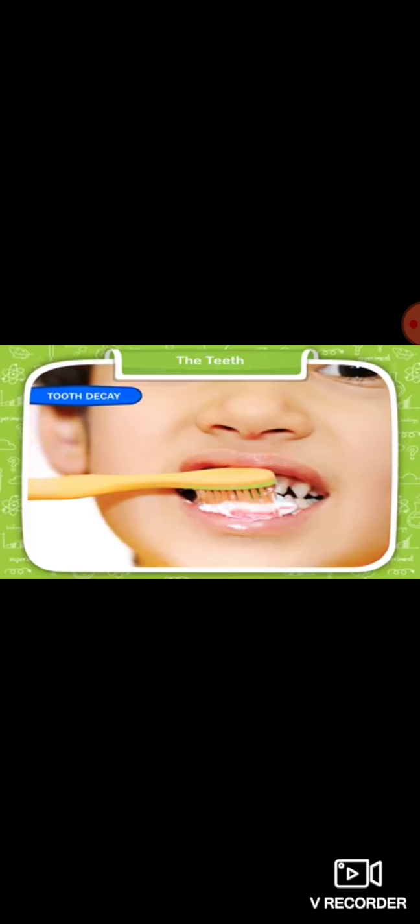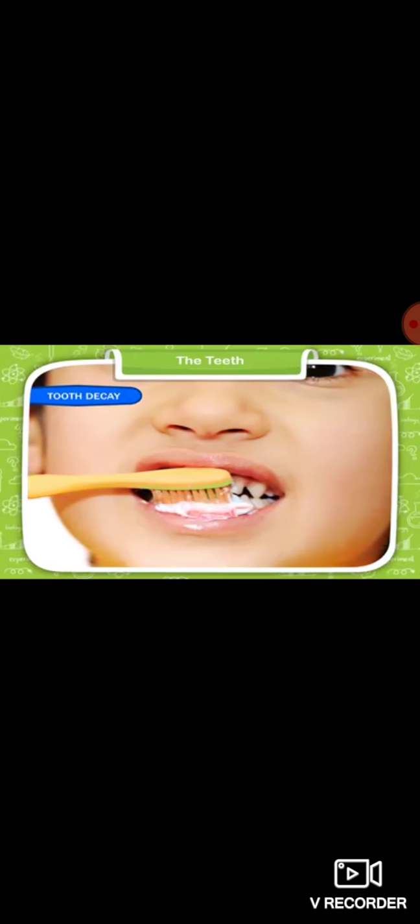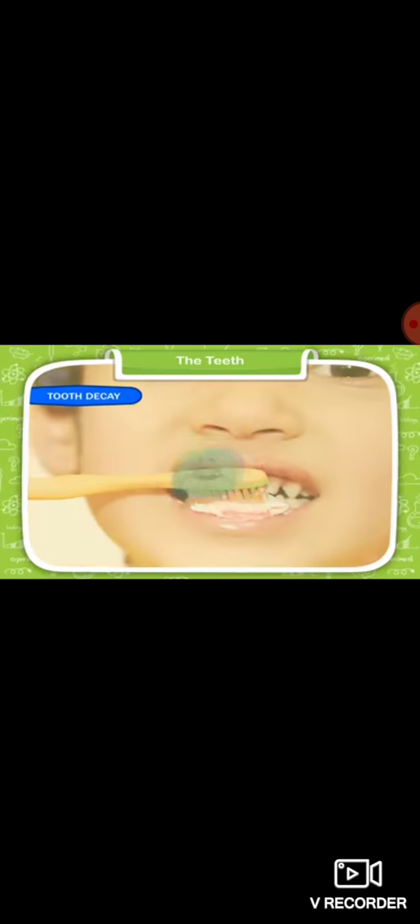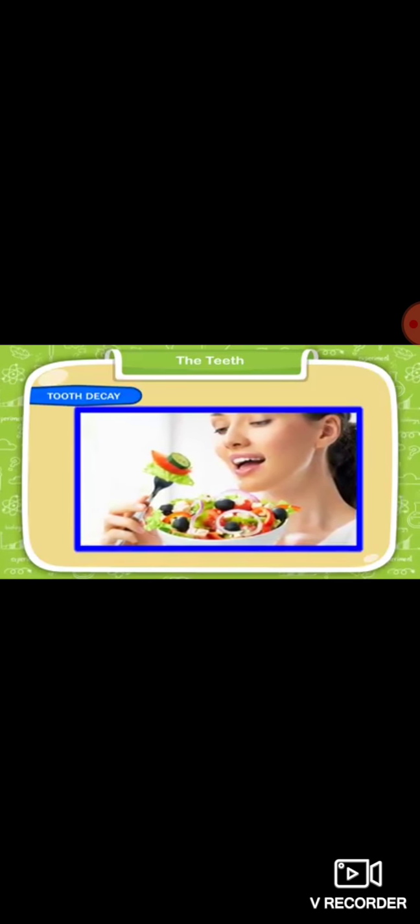Now tooth decay. What happens, students? We eat food. You all know that we eat food from our mouth with the help of our teeth. And when small particles of food get stuck in our teeth, these food particles need to be removed. If teeth are not cleaned properly, germs can grow on them and can form a yellow sticky layer called plaque. And these germs change the sugar present in food particles into an acid, and this acid attacks the enamel and makes a hole called cavity.